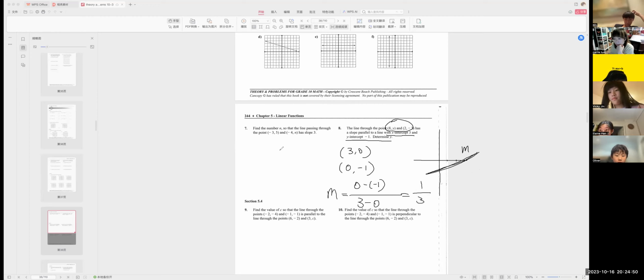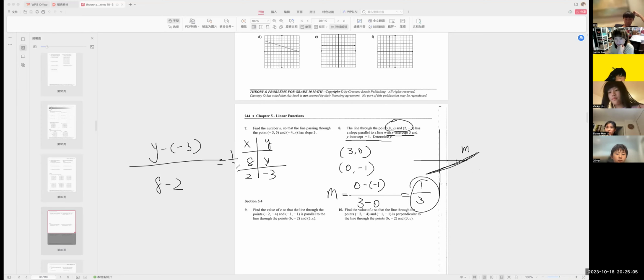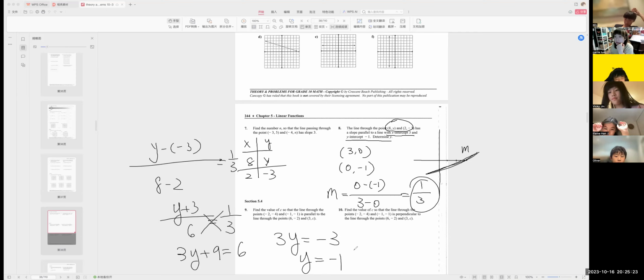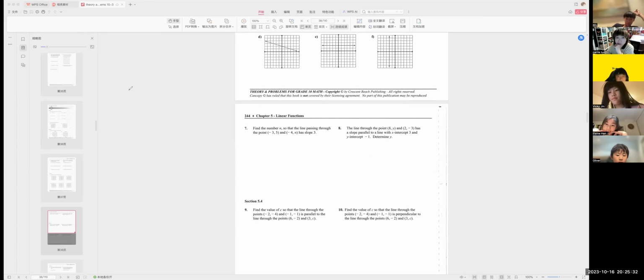Three. So that means for this one, they have the same slope. So for this x and y, and 8y and 2, negative 3, they have the same slope of 1 over 3. So y minus negative 3 over 8 minus 2 equals 1 over 3. Correct? So y plus 3 over 6 equals 1 over 3. So cross-multiply: 3y plus 9 equals 6. Correct? So 3y equals negative 3, y equals negative 1. Did everybody get the same answer as me? Okay, yes.